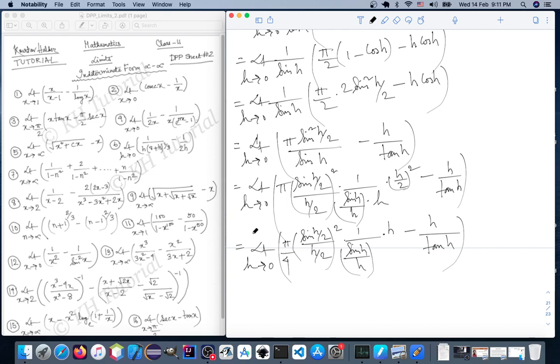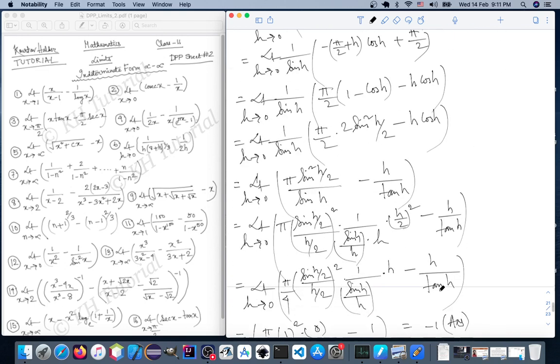Now if we substitute the value of h and the standard results for sin x by x and tan x by x, we get pi by 4 times 1 square. Over here it will be 0, 1 minus 1. So the answer is minus 1. Let's move to the next question. This was 3.